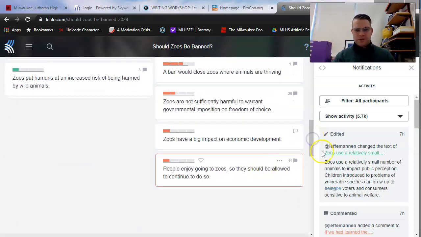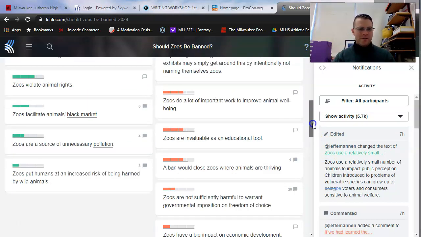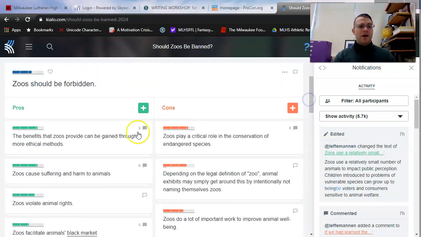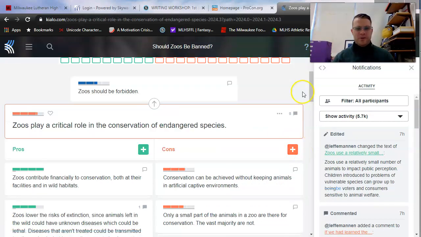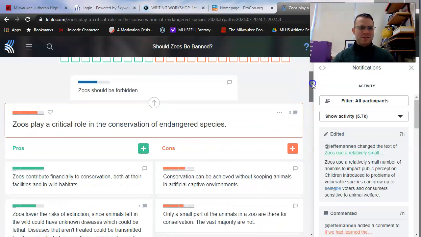People enjoy going to zoos, so they should be allowed to do so. It's a matter of freedom. All of these are clickable. So let's take a look at this con right here. Zoos play a critical role in the conservation of species.